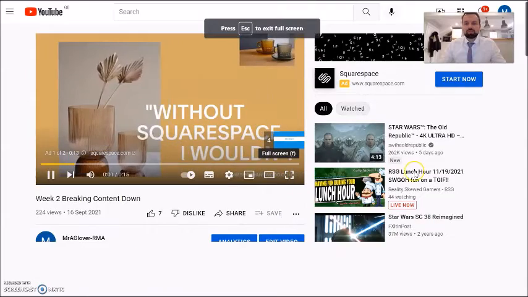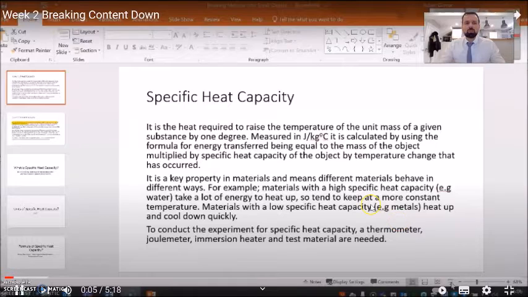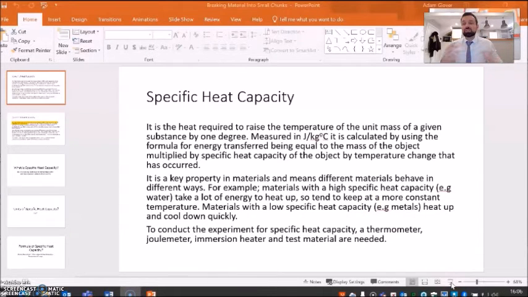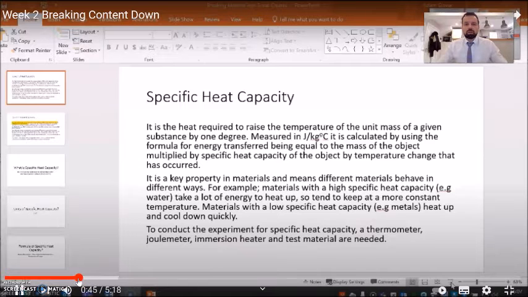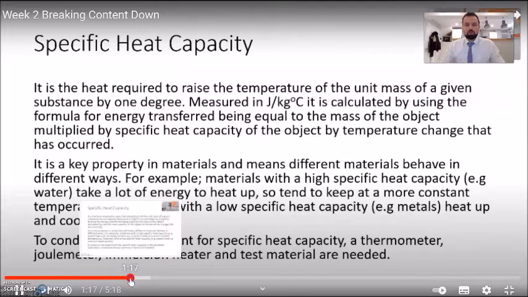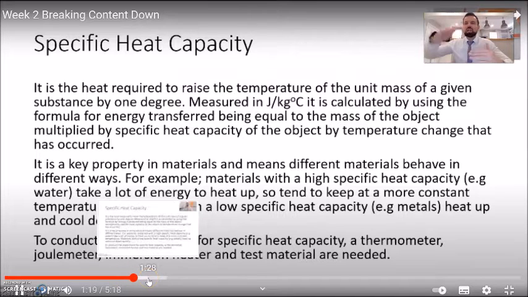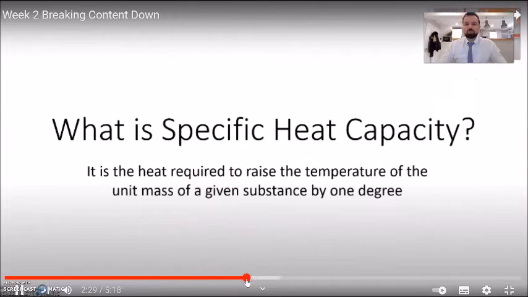Now, in this video here, if you remember, we spoke about specific heat capacity, okay? And we were using a science example, and we were looking at breaking it down into little chunks. So if I fast forward the video, there we can see that this was a large amount of information for us to cover, and we had to somehow break it down into small little chunks.